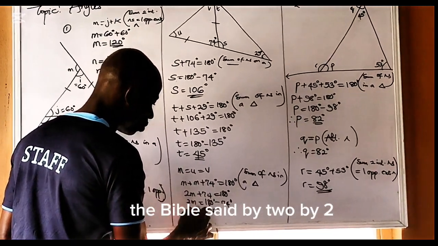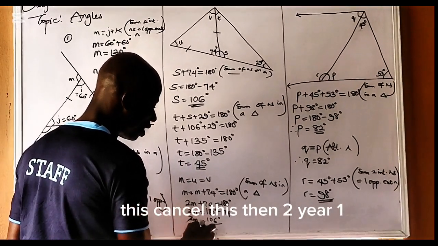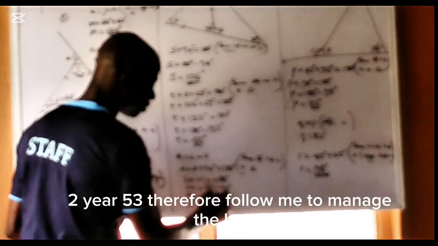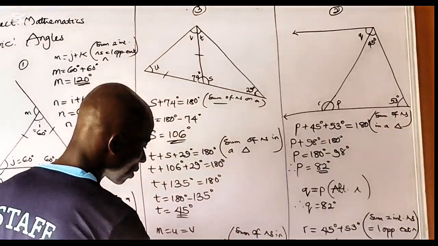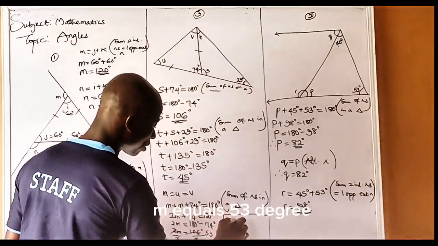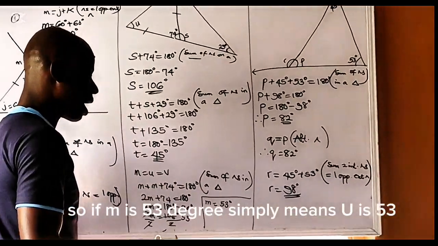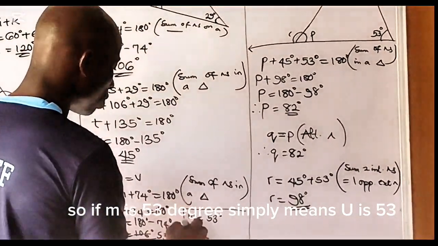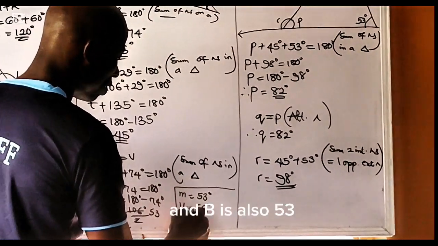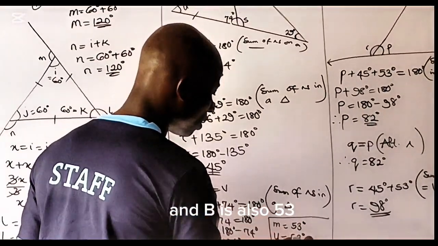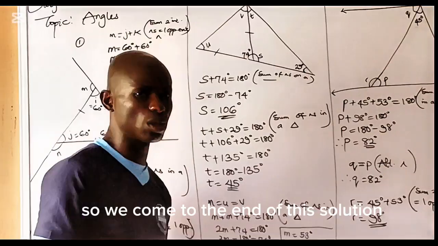Divide both sides by 2. This cancels this. Then 2 here 1, 2 here 53. Therefore m equals 53 degrees. So if m is 53 degrees, it simply means u is 53 degrees and v is also 53 degrees. So we come to the end of this solution.